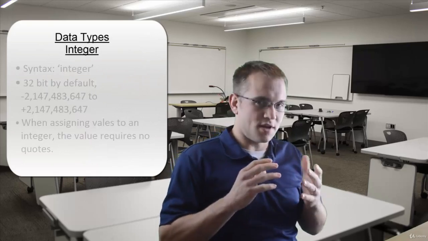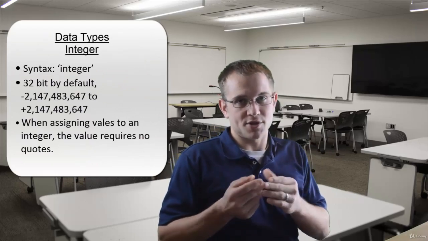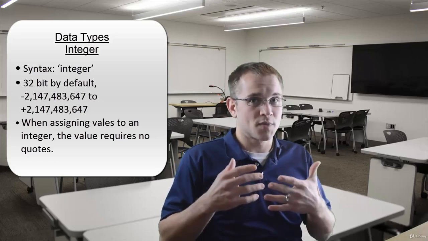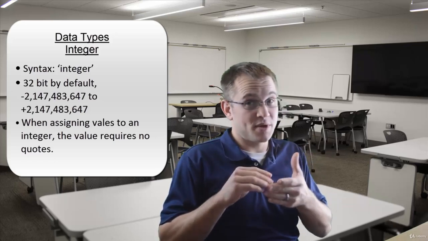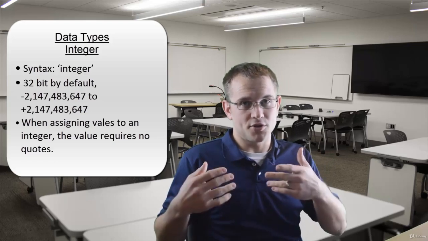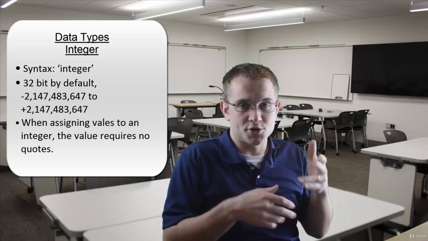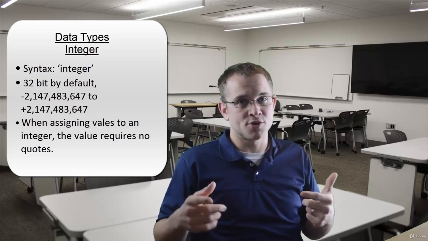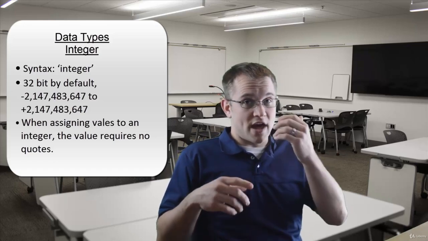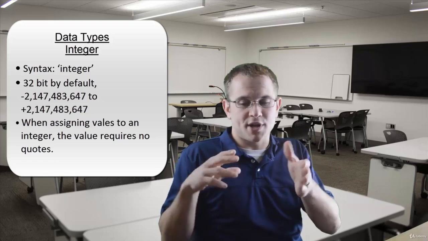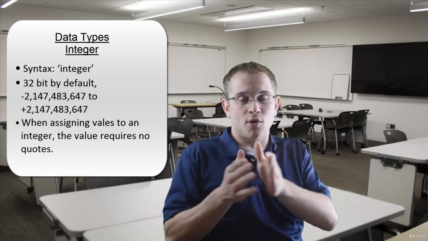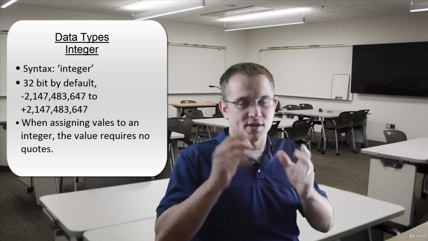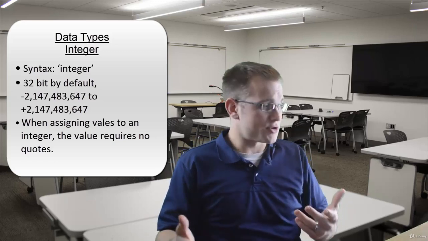In VHDL, the syntax for the integer data type is just spelling out integer, I-N-T-E-G-E-R, and it is 32-bit by default if you don't define the range. And I'll show you exactly how to define the range of your integer. And integers can represent positive and negative numbers. So by default, you have a 32-bit, but when you define the range, you can have an 8-bit or 9-bit or whatever size. The number of bits required to represent that range is how you will define your integers.